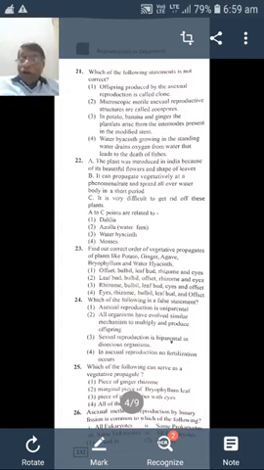22nd question. The plant was introduced in India because of its beautiful flowers and shape of leaves. B. It can propagate vegetatively at a phenomenal rate and spread all over the water body in a short period. It is very difficult to get rid of these plants.